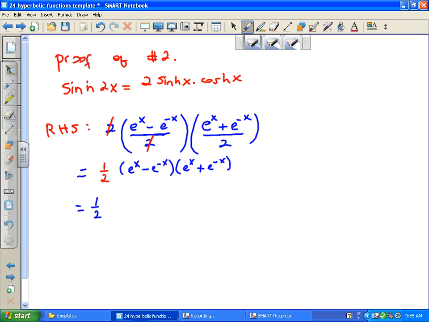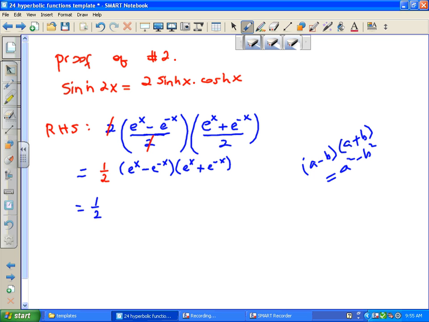Or you can notice that this is like of the form a minus b times a plus b. And what do we know about that? It's the difference of two squares. That is a squared minus b squared, right? Because negative ab and plus ab, those are going to cancel.